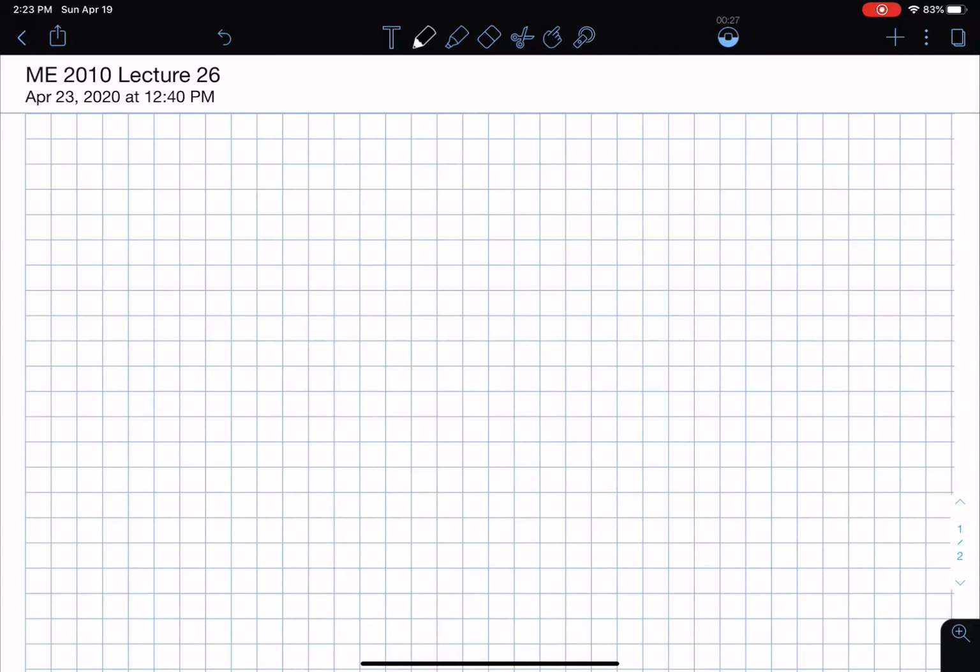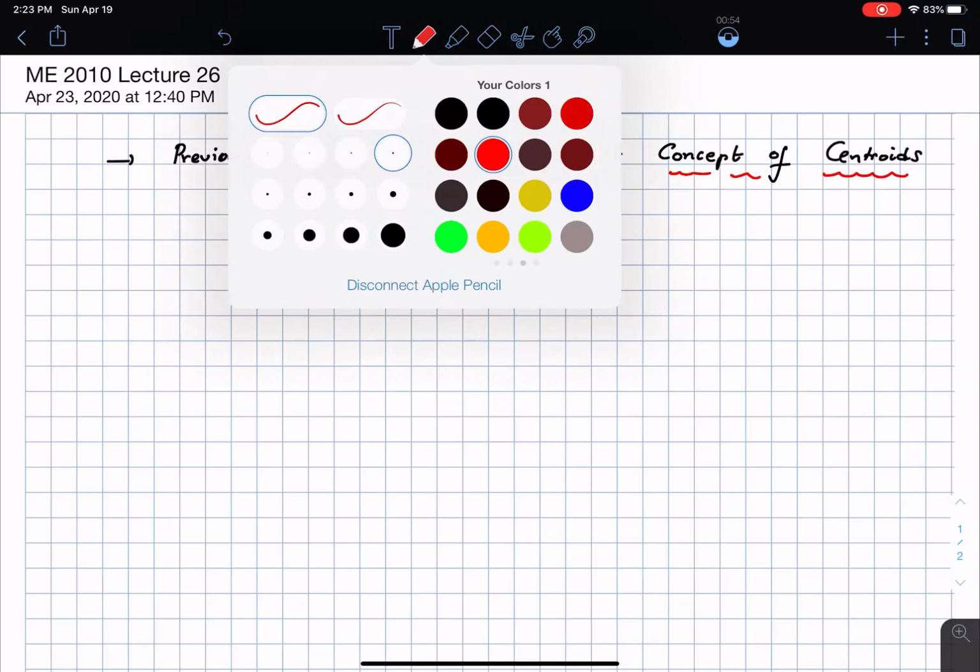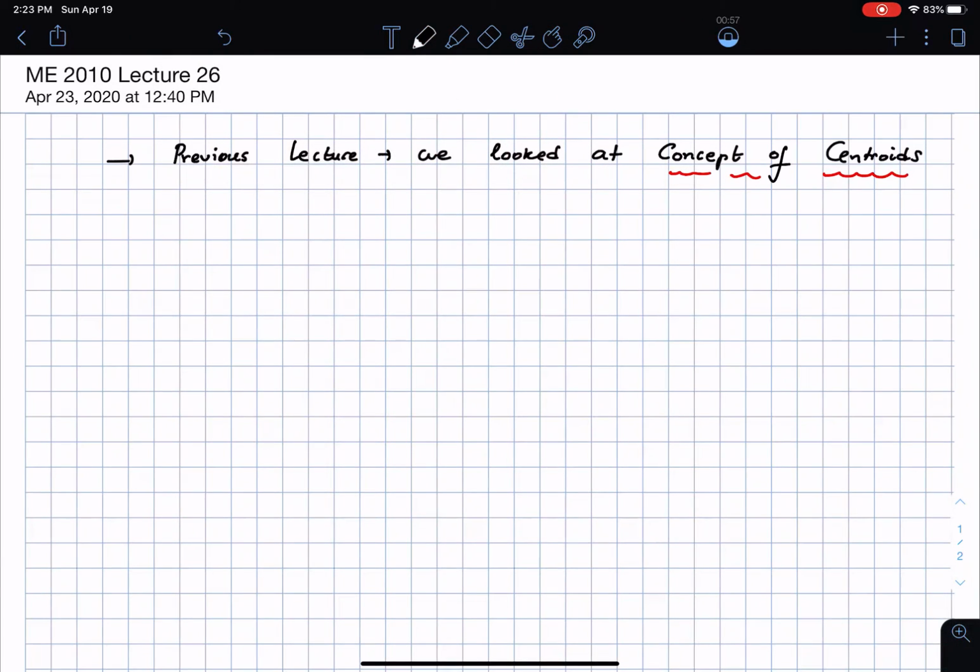Okay, in the previous lecture we had looked at the idea of centroids. And for today's lecture, the aim is to look at the concept of moment of inertia.